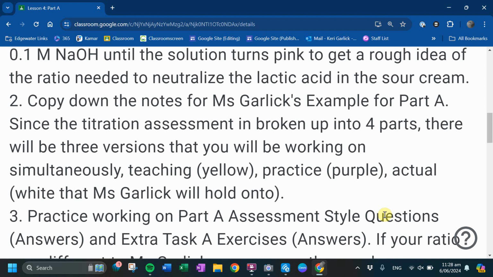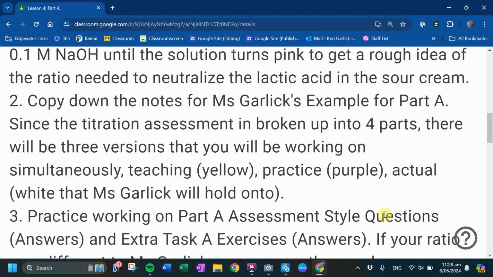This example here, you are looking at lactic acid found in sour cream. So this is going to be the sour cream example. We're measuring lactic acid. In the practice one, I can't quite remember what you're doing. I think it's buttermilk, and I can't remember the acid for that one. I think it's probably lactic acid as well. And then the actual assessment, we're going to be looking at vinegar, and you're going to be testing for ethanoic acid. So that is the theme of what you're looking at.